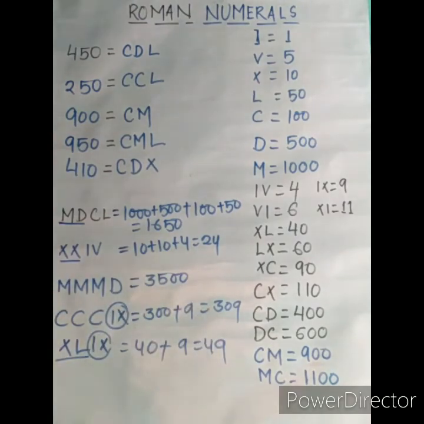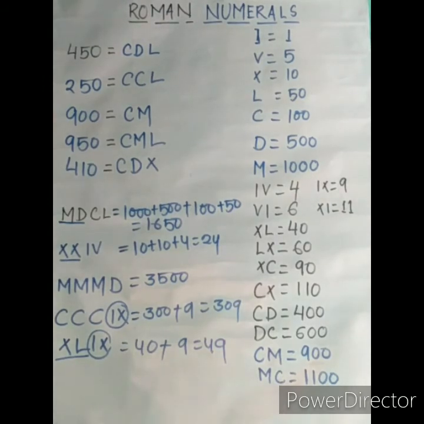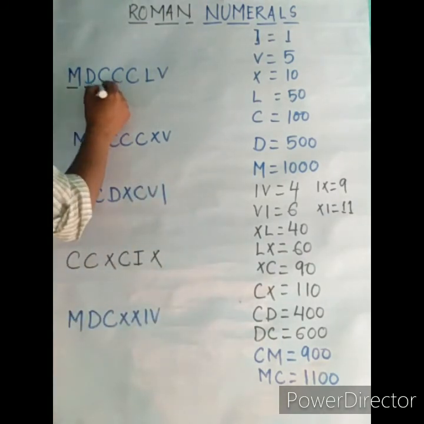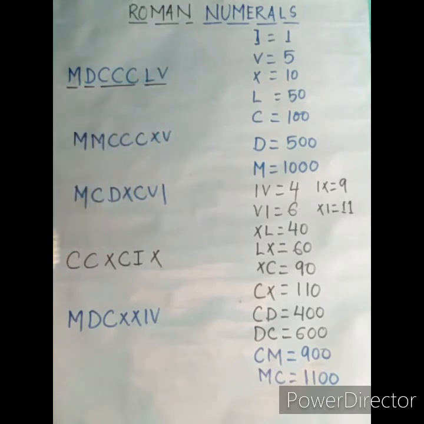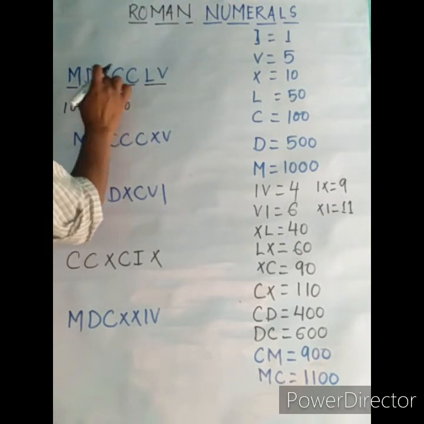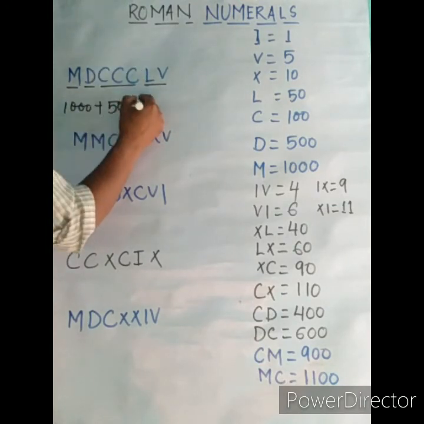After this we will see some slightly more complicated ones, and how to solve them. Here are a few more examples for you. These are very big, so what we can do is break them. MD value is not given here, so you can write it as it is. M and D: M means 1000 plus D is 500, CCC means 300.